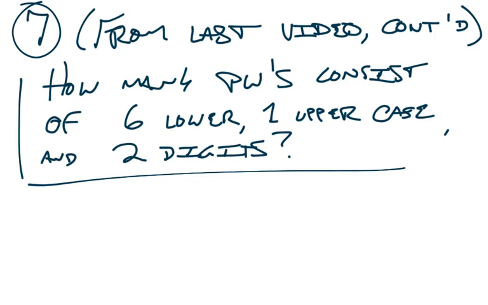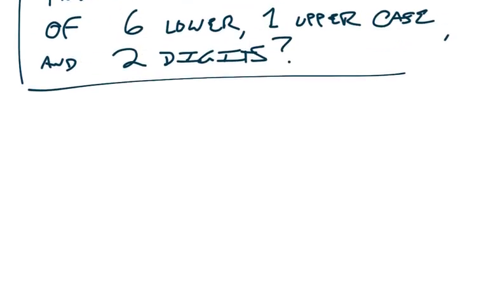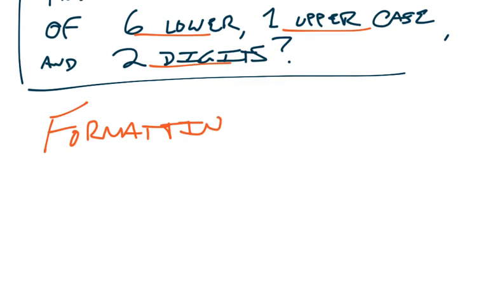So let's answer maybe the easier, I don't want to say easy necessarily, but maybe the more straightforward of the two questions. Let's go ahead and address that straight away. So I want to keep the requirements for the password here: 6 lower, 1 upper, and 2 digits. I left off the last video saying that formatting was going to be the hardest part of this whole scenario. Alright, so formatting is our biggest issue.